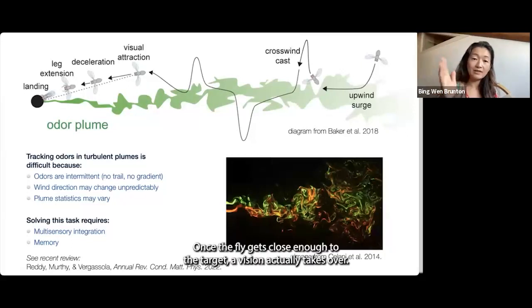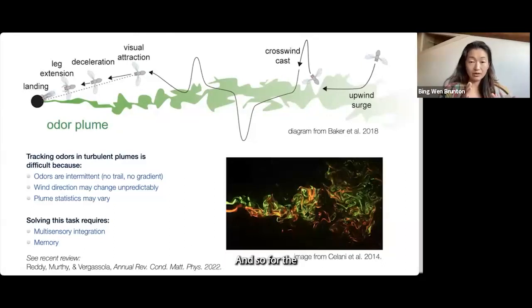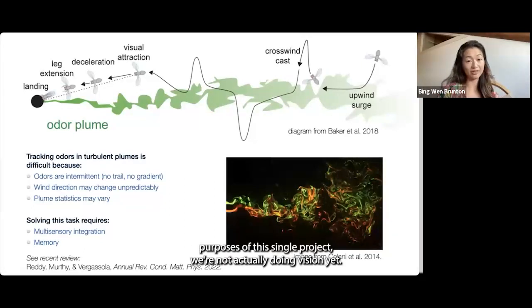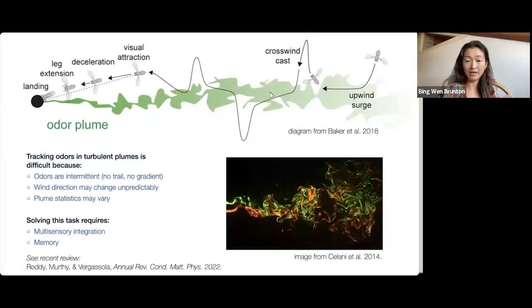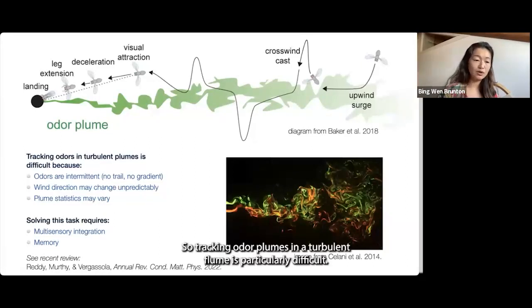Okay. Once the fly gets close enough to the target, vision actually takes over. And so for the purposes of this single project, we're not actually doing vision yet. So I'm just going to ask you to focus on the right-hand side of this diagram, during the crosswind cast and upwind surge behaviors. So tracking odor plumes in a turbulent plume is particularly difficult.